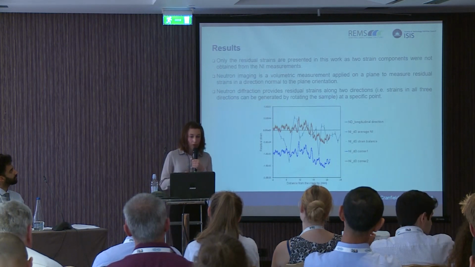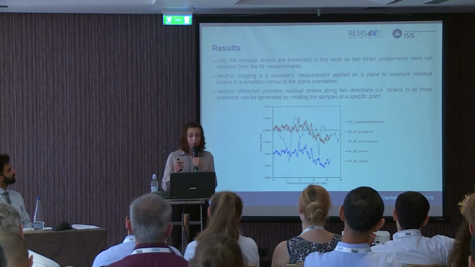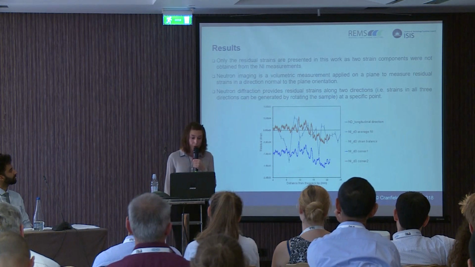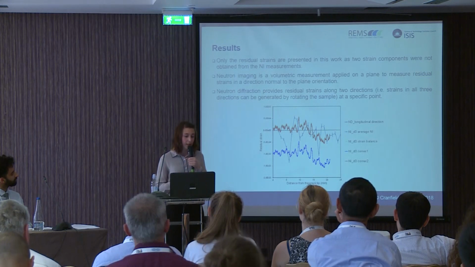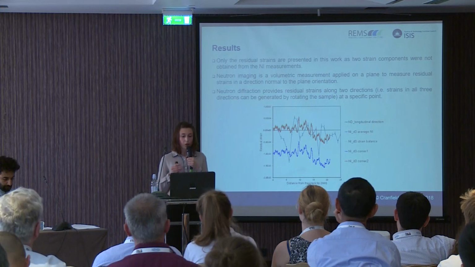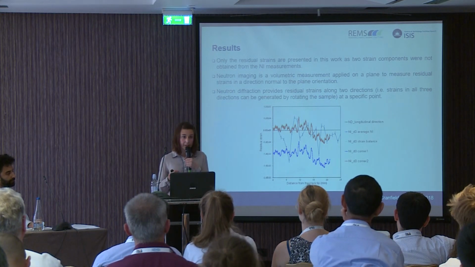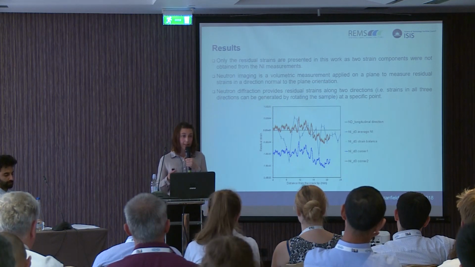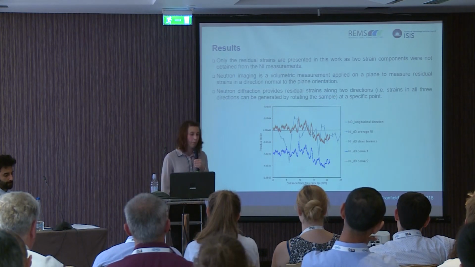So now the results. Only the residual strains are presented here, as we were not able to get the other two directions with the neutron imaging measurements. The main difference between the neutron imaging and neutron diffraction is that the neutron imaging is a volumetric measurement applied on a plane to measure the residual strains in a direction normal to the plane orientation. And the neutron diffraction provides the residual strains along two directions at a specific point.